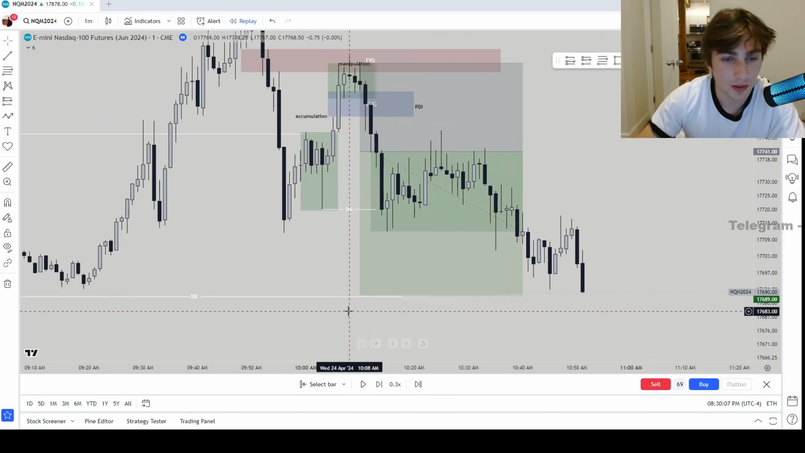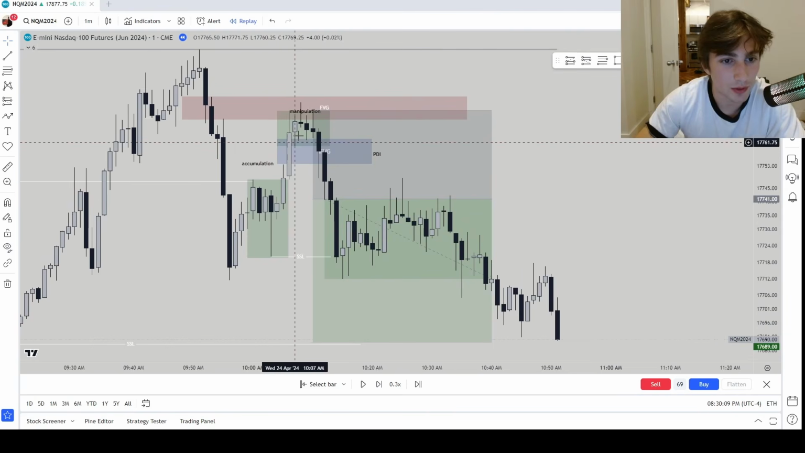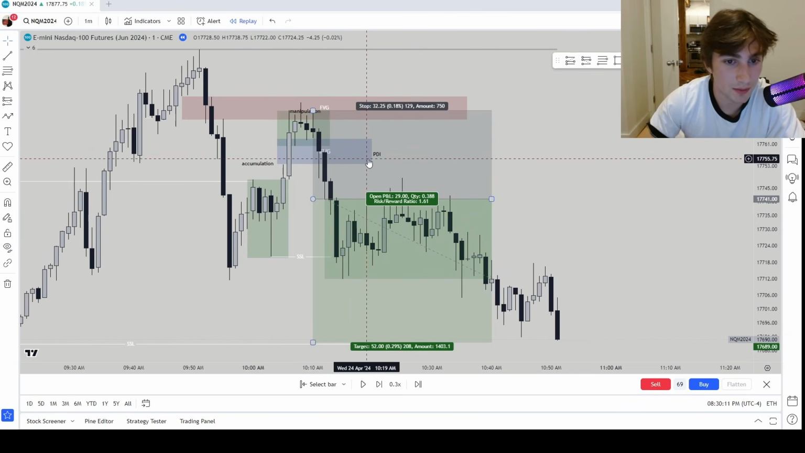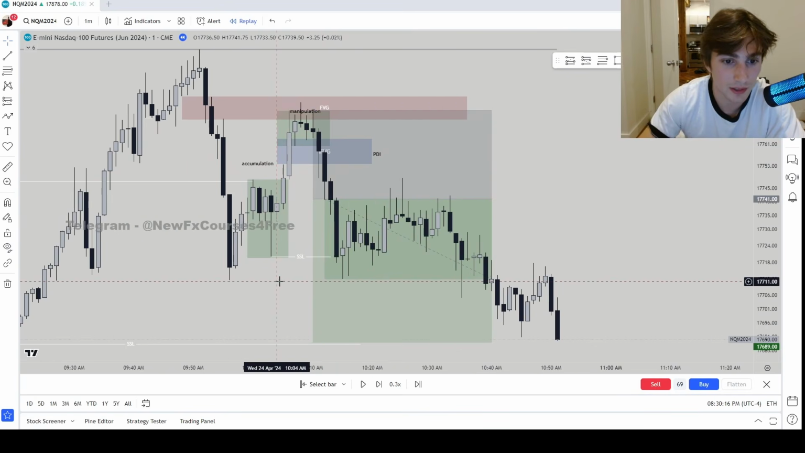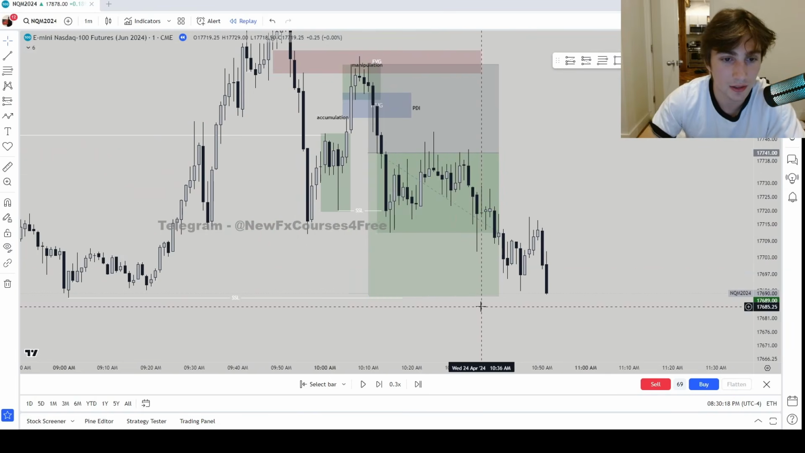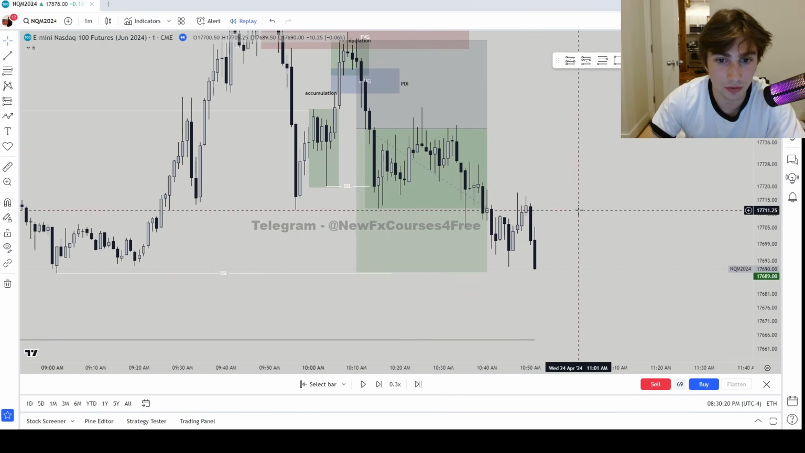Anyways, at least you do see that you have this accumulation, you have the manipulation up, you create a fair value gap that's inversible really. The 2 minute inverses it, and you have the PDI play out. And now you can see what's happening with the distribution leg.